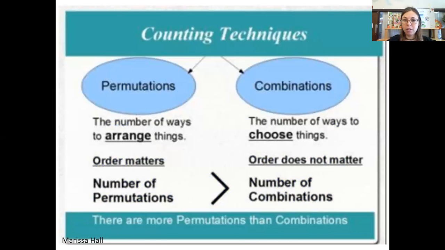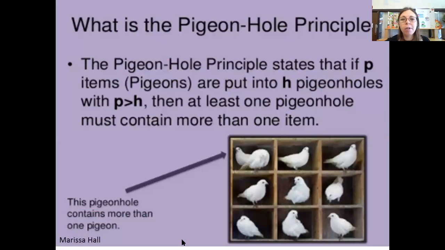Some of the common counting techniques that we'll be using in this unit deal with permutations and combinations. Now, the main difference between these two is ordering, because with a permutation, you're going to be looking at the number of ways to arrange things. And with combinations, you're going to be looking at the number of ways to choose things. So the order doesn't matter with a combination. There are always more permutations than there will be combinations.